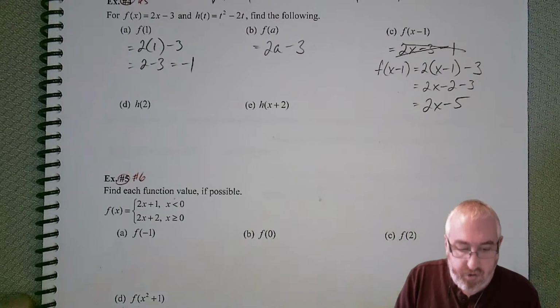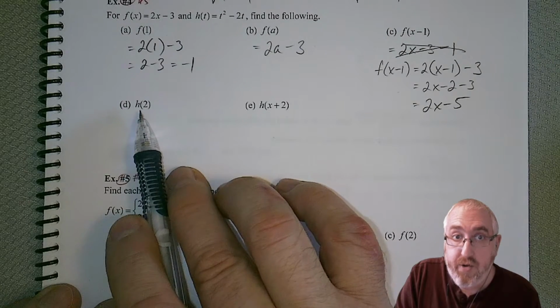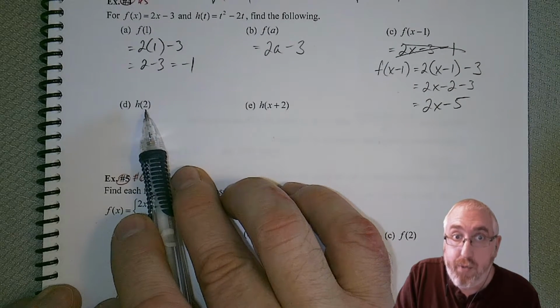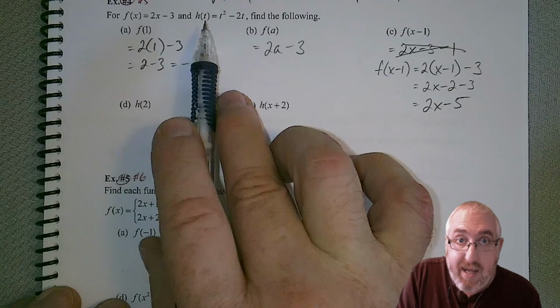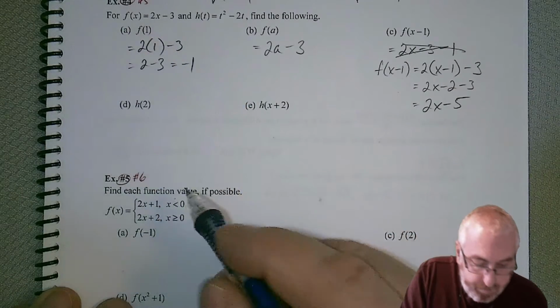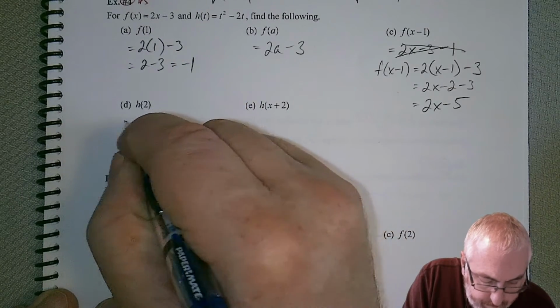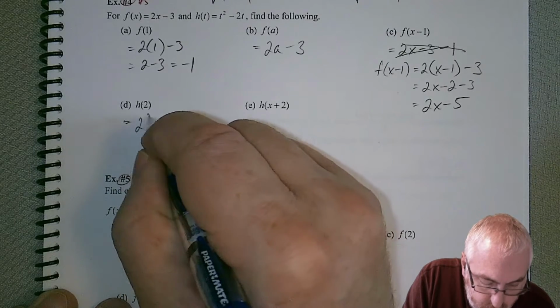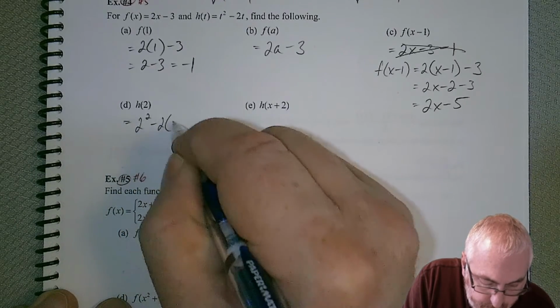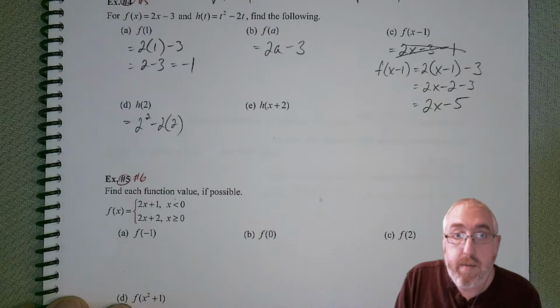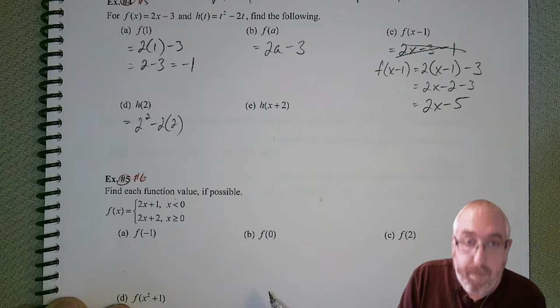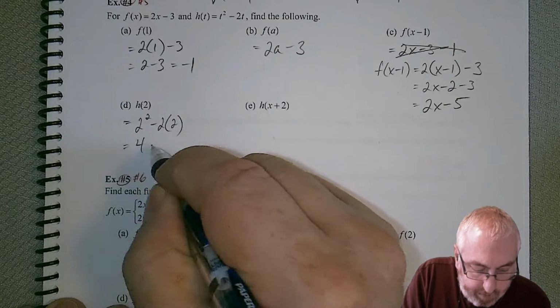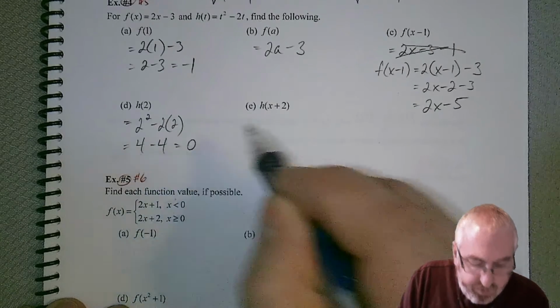Let's work with h now. So now we're working with h. We want to replace the input with 2. So wherever there's a t, we replace it with a 2. So 2 squared minus 2 times 2. And now we can quickly do that. Follow the order of operations, and we get 0.